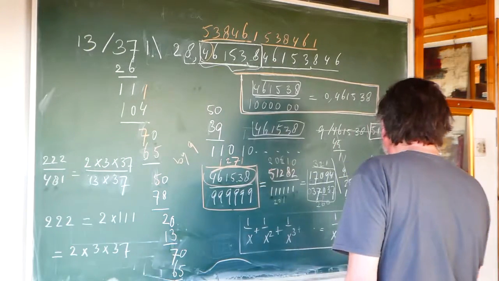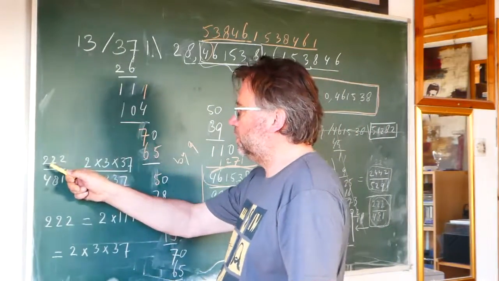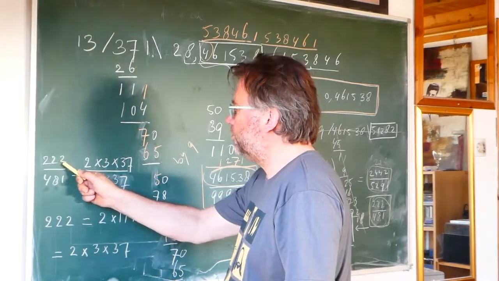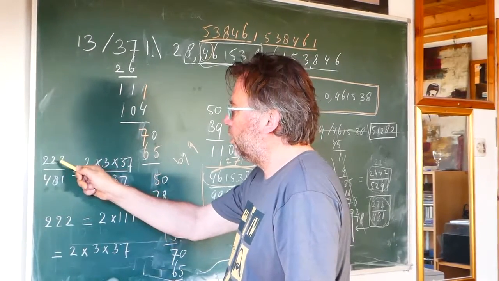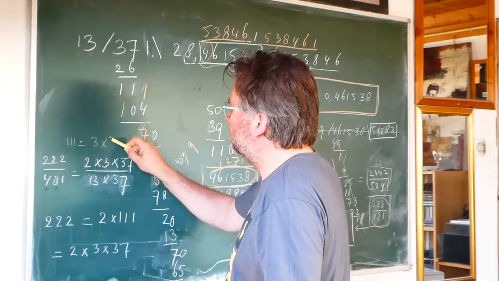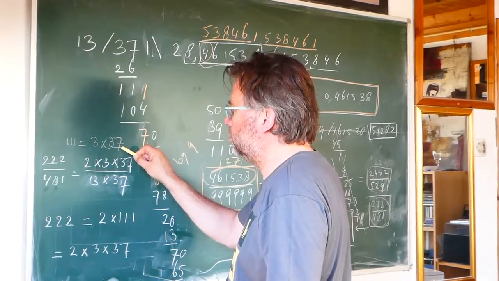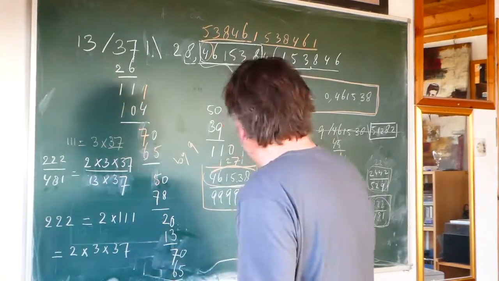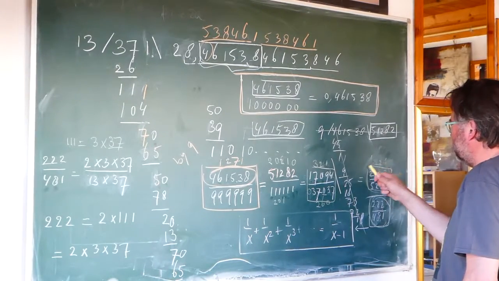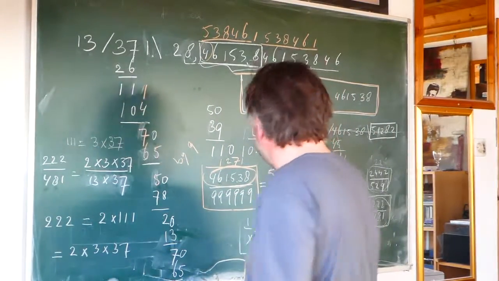What I do here, I could have started here. 222 contains a 3, it contains a 2, and then 111 is 3 times 37. And this is a prime number. Okay, I could have started over here. Then I would have had that this number is 11 times what I have here. 481.